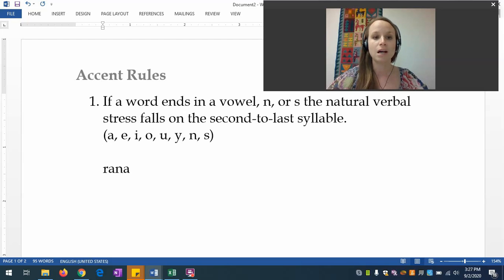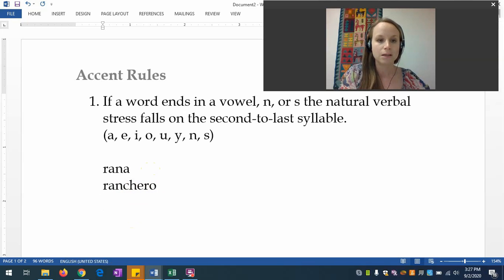So the word for frog is rana. And you can hear the verbal stress falls on that RA, that first syllable or second from last syllable, rana. Or if we did the word ranchero, second to last syllable is getting that stress. Ranchero. It's not ranchero, it's not ranchero, it's ranchero.